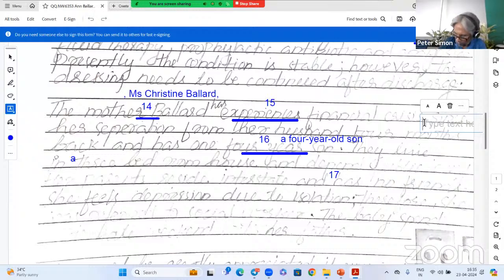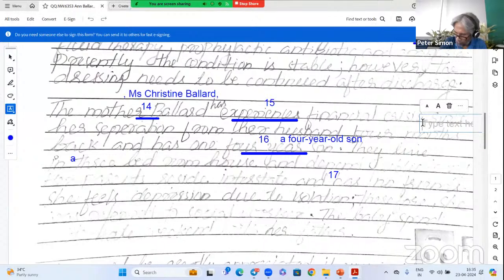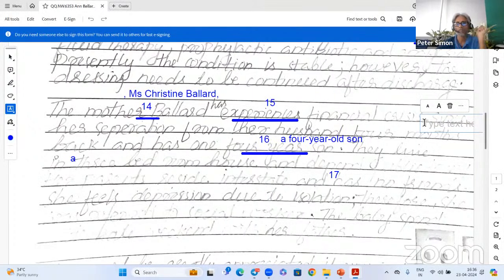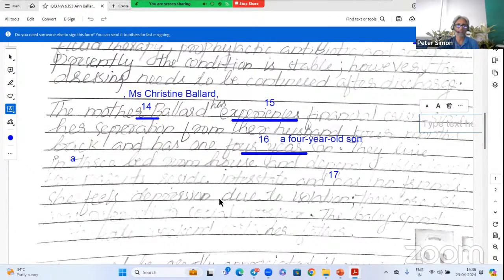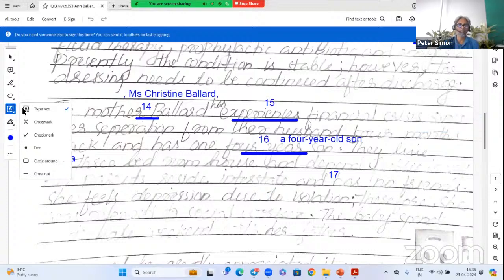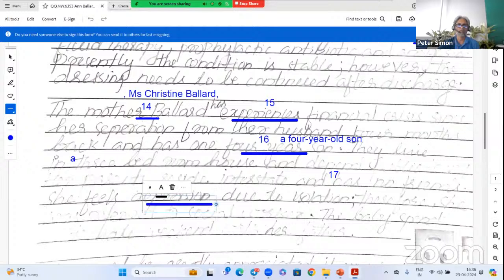16. A 4-year-old son. 17. And she has no friends. She feels depression due to isolation. She feels depressed. She is in depression. She feels depressed.